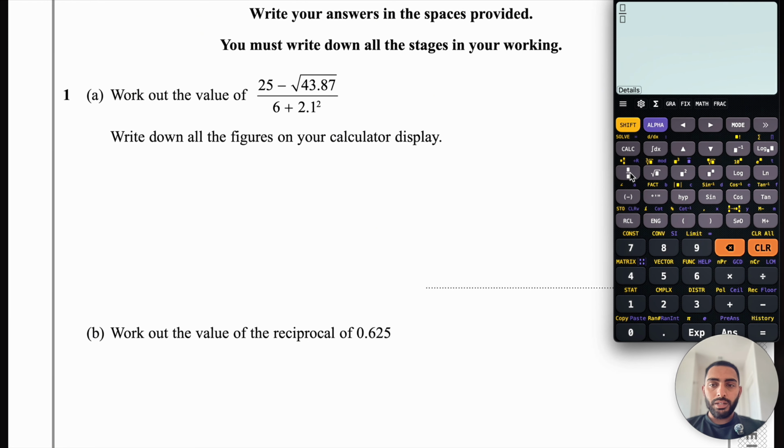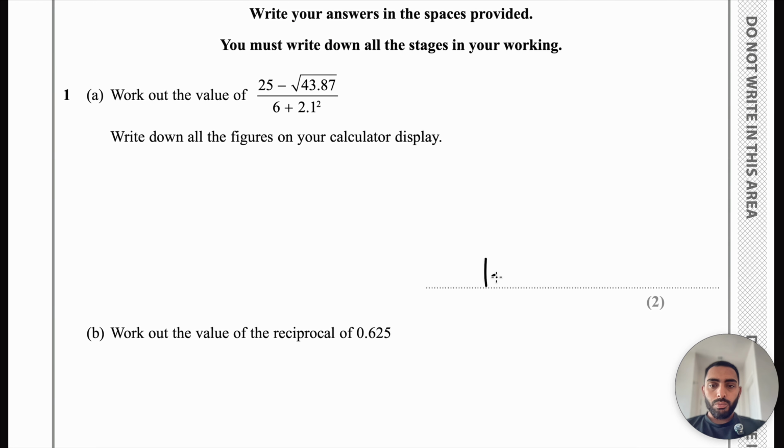First thing that I'm typing in is this fraction button, which is over here. Then 25 minus the square root of 43.87 over 6 plus 2.1 squared. Squared button is over here. I'm just going to check that it's exactly the same as the one in the question. And yep, it is. And then I just copy out what my answer is, 1.7653. Your calculator might give a few more decimal places, so just write whatever you have.